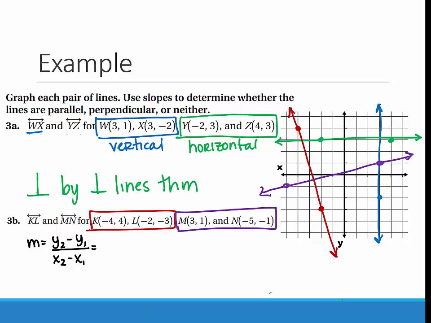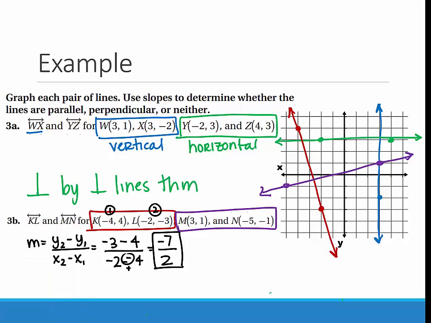So we get, let's call this point 1 and this point 2. So we have negative 3 minus 4 on the top, and then negative 2 minus a negative 4 on the bottom. So we end up with negative 7 on the top. Remember, this is addition, so negative 2 plus 4 just gives me 2. So that is the slope of the red one.